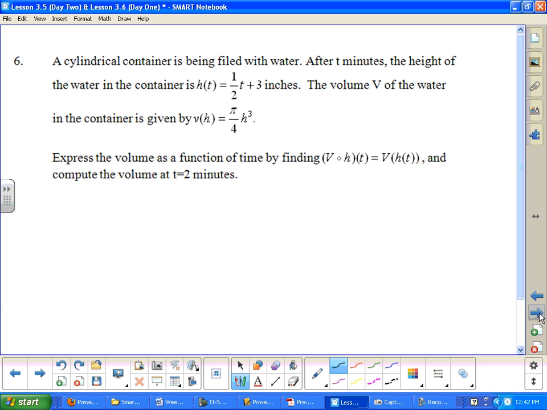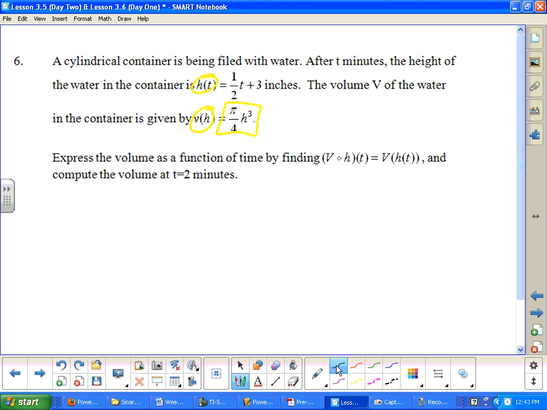They want us to express the volume as a function of time and compute the volume after 2 minutes. So if you notice, this says h of t equals, with respect to t, and t is usually time. This part, v of h, is in respect to h, the height, not the volume, not the time. And so they want us to use a composite function then that will express the volume as a change in time.